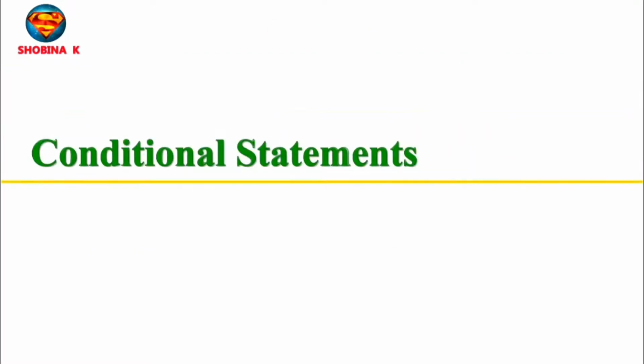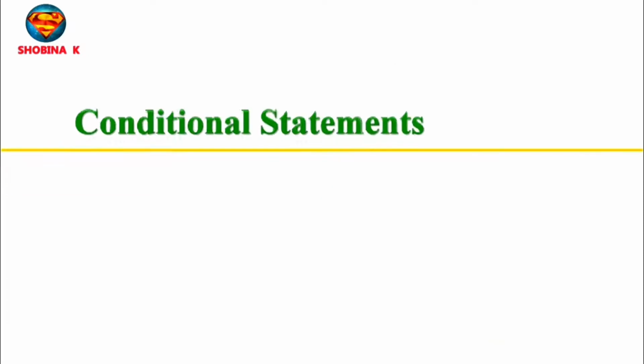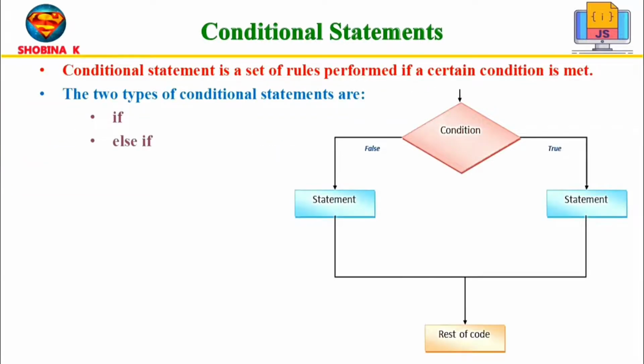Next, let's see conditional statements. Conditional statements are used to perform different actions based on different conditions. Conditional statements are used to decide the flow of execution based on different conditions. If a condition is true, you can perform one action, and if the condition is false, you can perform another action. A conditional statement is a set of rules which is executed if a particular condition is met.